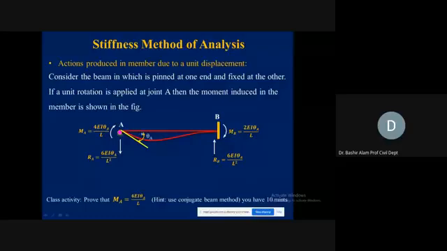Here you see at A a rotation is given in the clockwise direction, theta A. Because of this theta A, the action generated MA is equal to 4EI theta A divided by L. At the far end it will be 2EI theta A divided by L, and the balancing couple will be 6EI. How these values come, we'll prove from the conjugate beam method in a while. Class activity: find MA using the conjugate beam method. You have 10 minutes, so you can try this, but I'll give you the solution right now. Or you can go to the three-moment equation and do it very quickly.